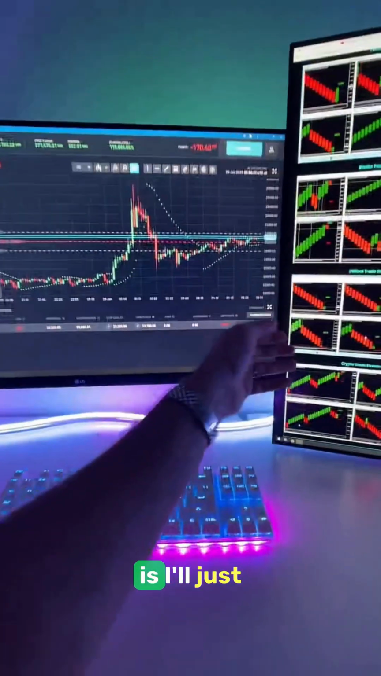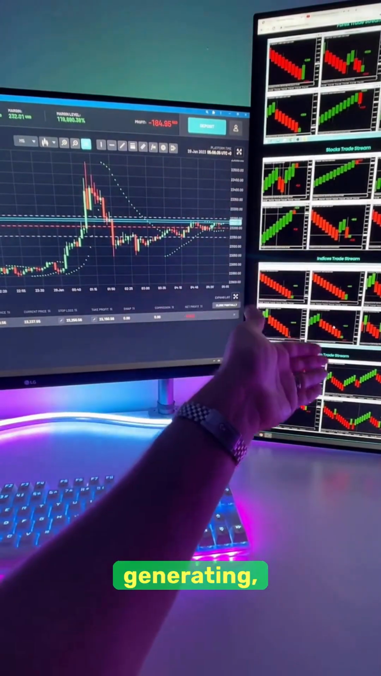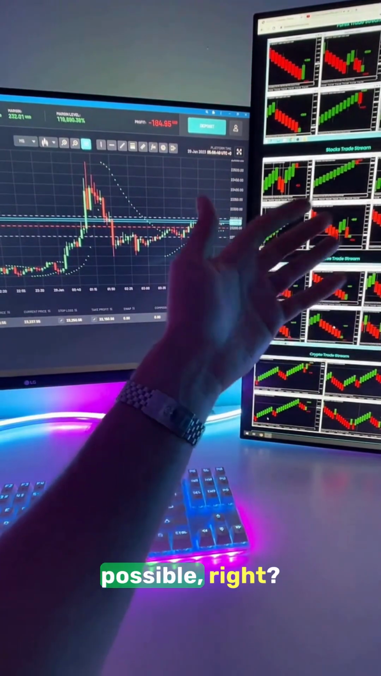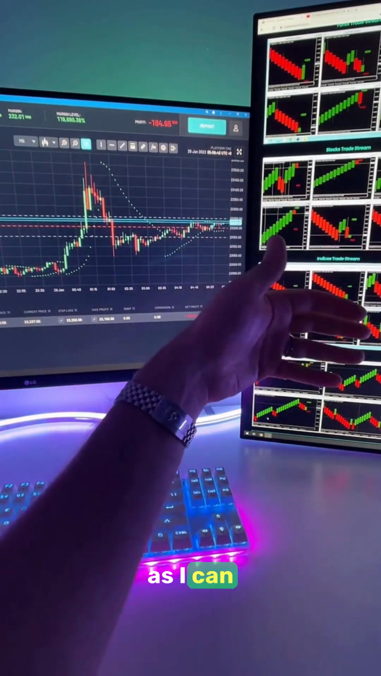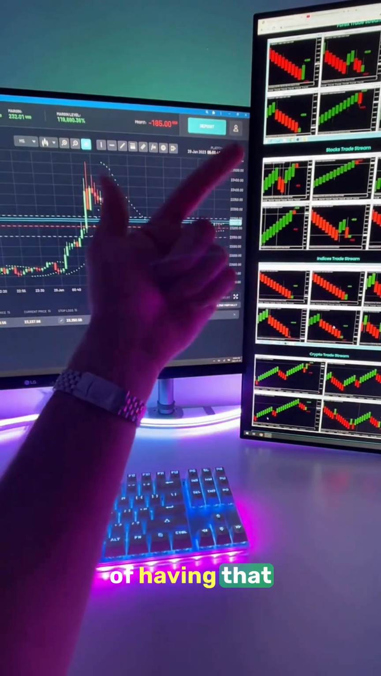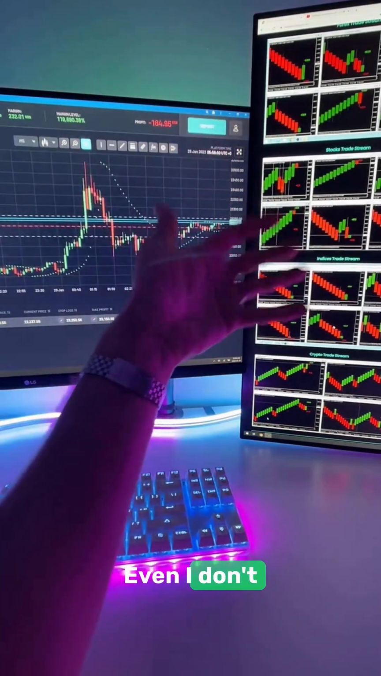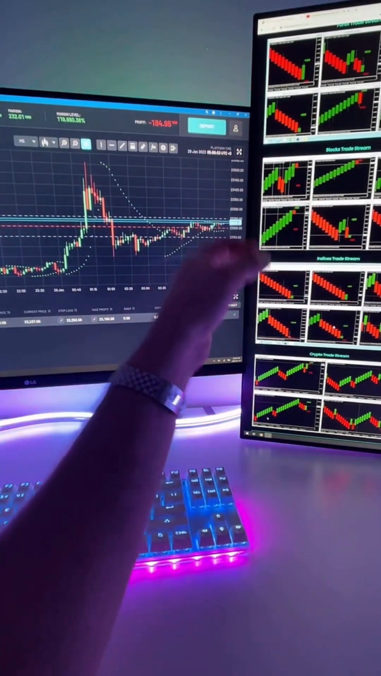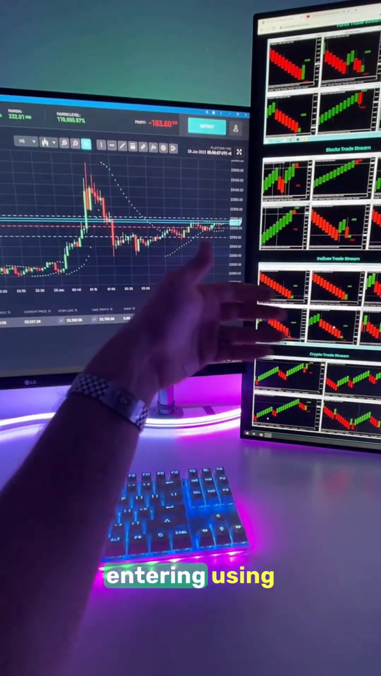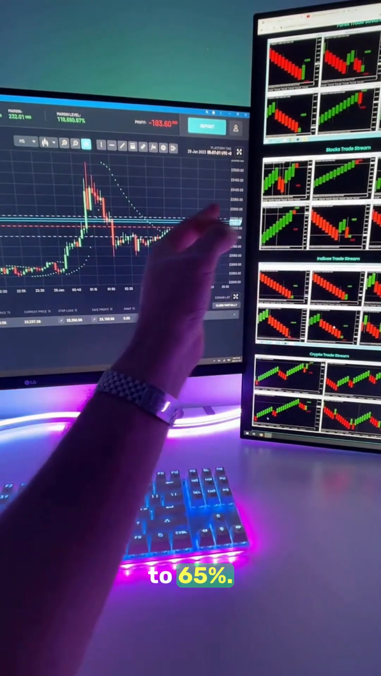So easy. What I do is I'll just wait for the first reversal candle to start generating, and I'll enter, because I want to be able to enter as early as possible, right? As long as I can enter as early as possible, it gives me the highest chance of having that trade be successful. Because here's the thing, even I don't have a 100% hit ratio. My accuracy using the range bars, entering, using confirmations is around 60 to 65%.